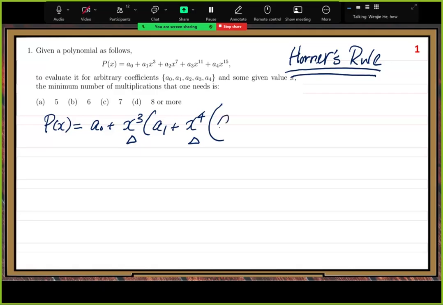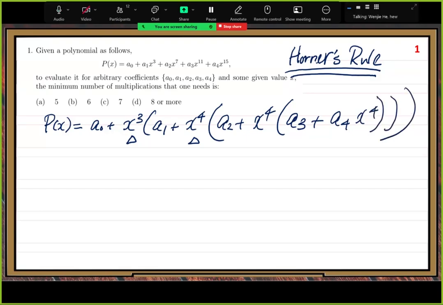All right. So then a2, another x to the fourth, a3 plus x to the fourth. This is the factorization. You need to work on this formula. The first step: if you do not get this formula, then I saw some students just count the number of multiplications directly, term by term, because you didn't share the multiplication. This way, we share multiplications among different terms, so we can save a lot.